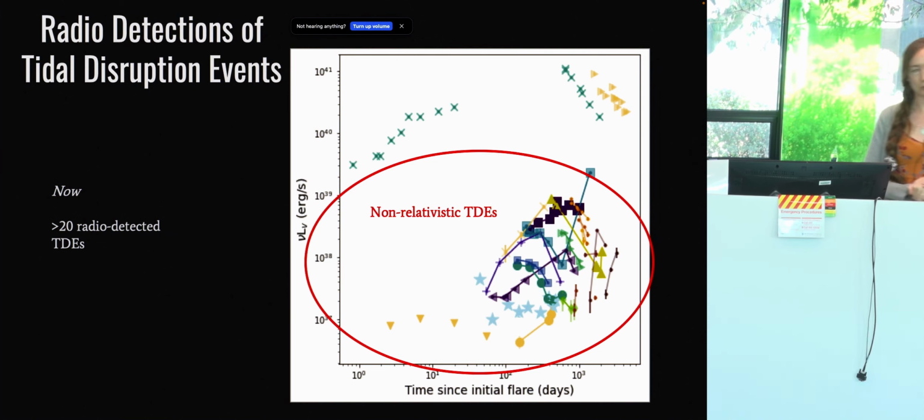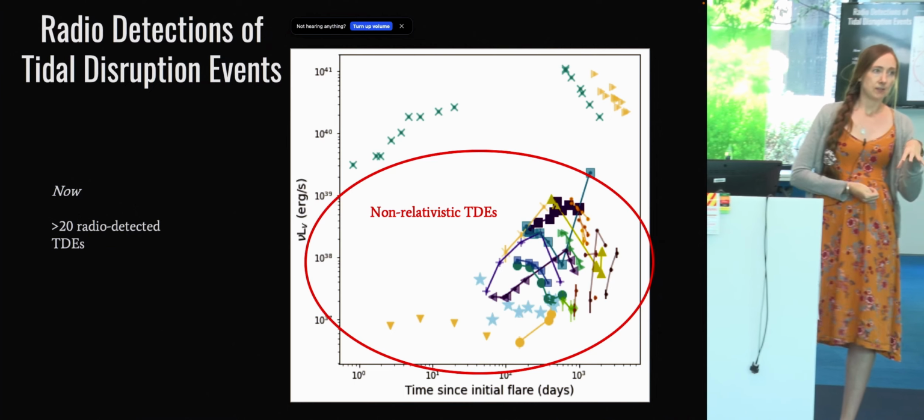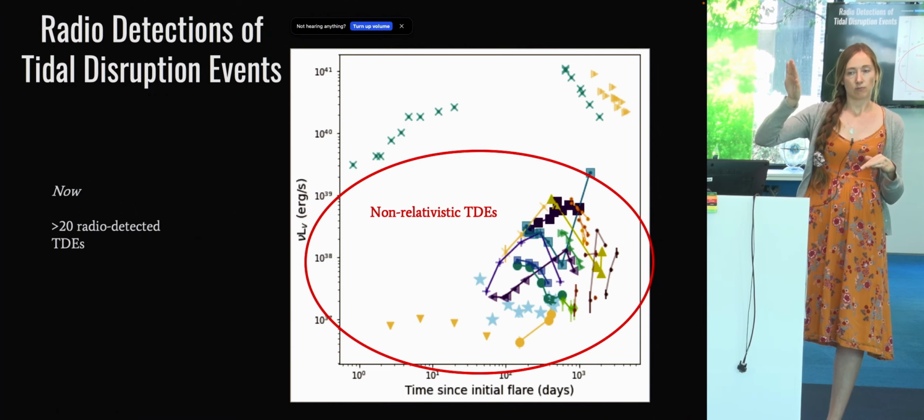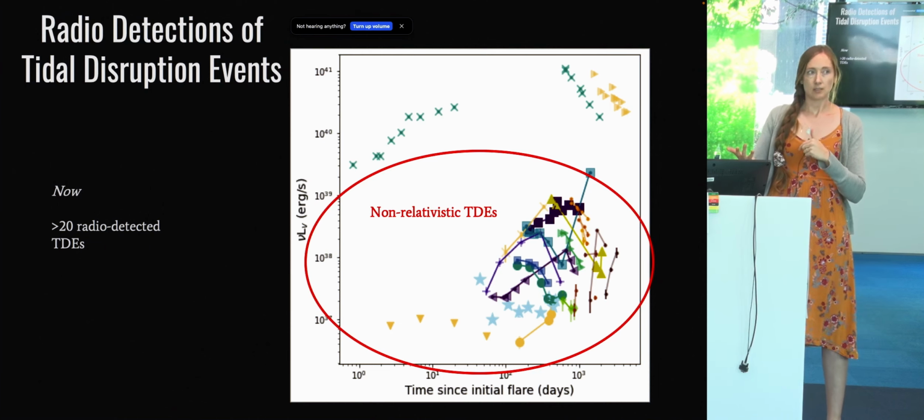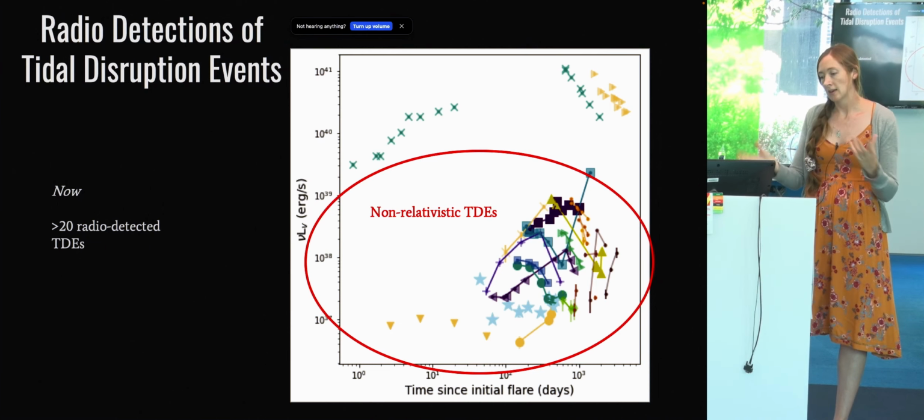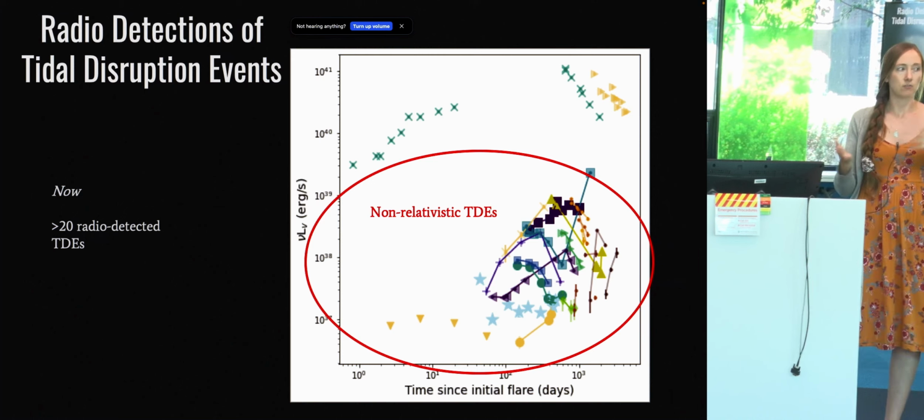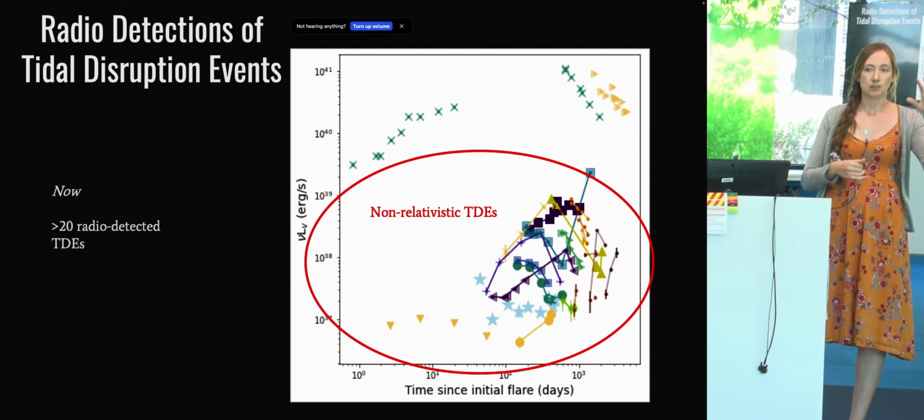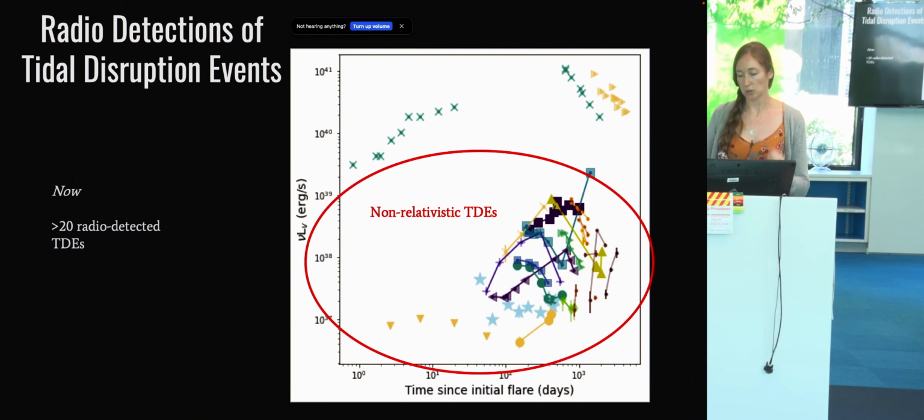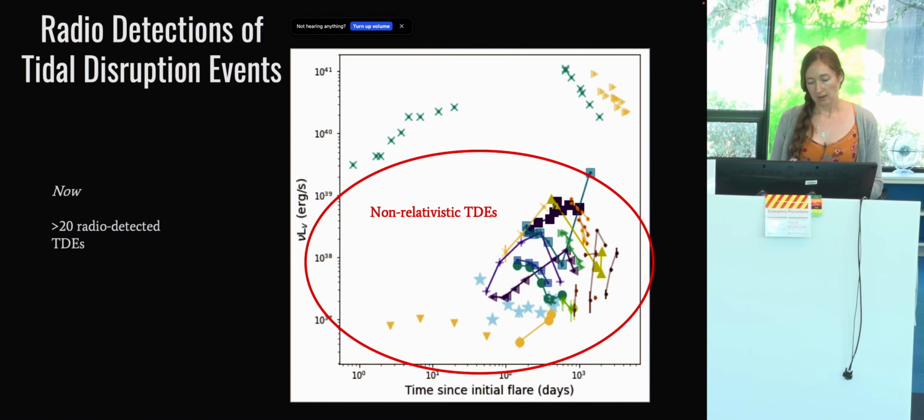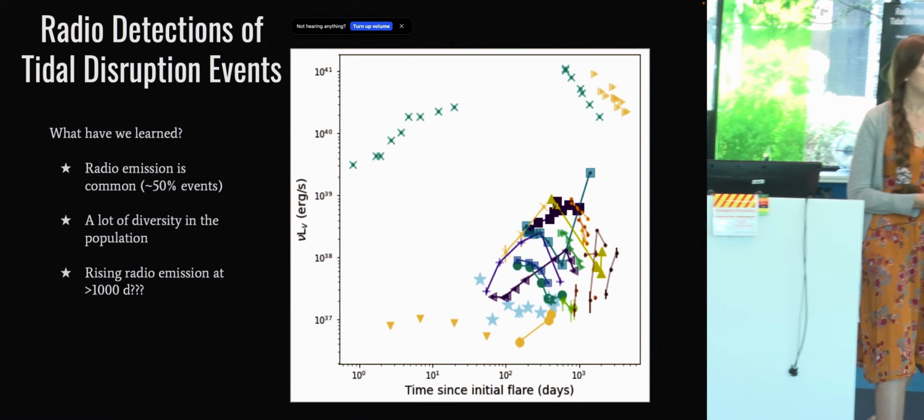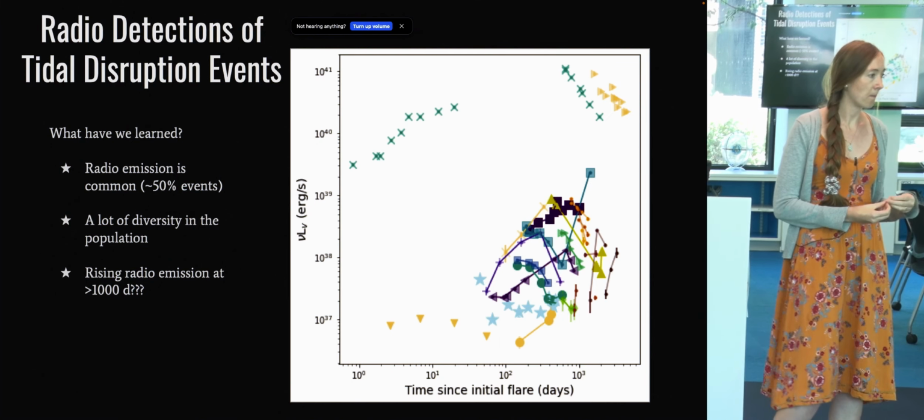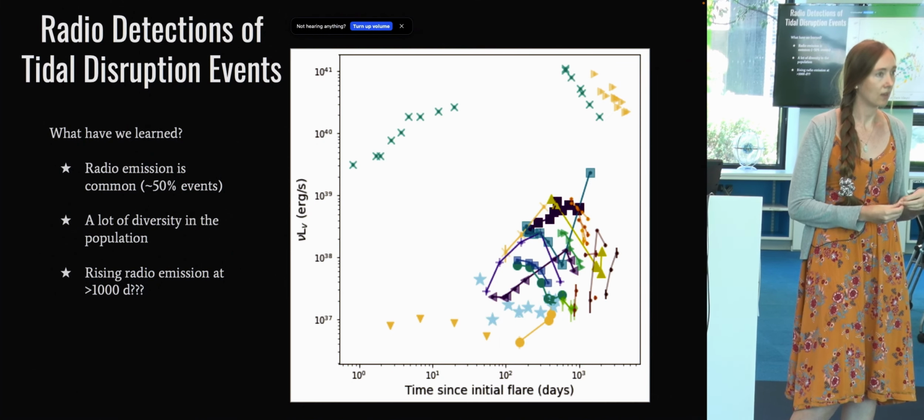But however, some people do claim that some of the non-relativistic TDEs, especially the ones that are rising at late time, are off-axis relativistic jets. So it's perhaps not as clear that we have jetted versus non-jetted, but there is definitely a clear difference in these two populations at the moment in the radio. Yeah? So is there a threshold for determining if a TDE is relativistic or not?